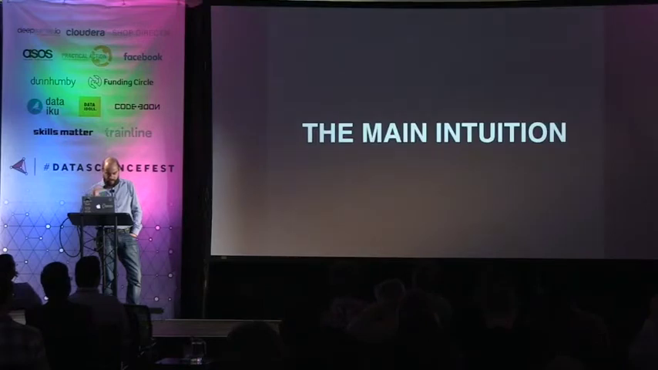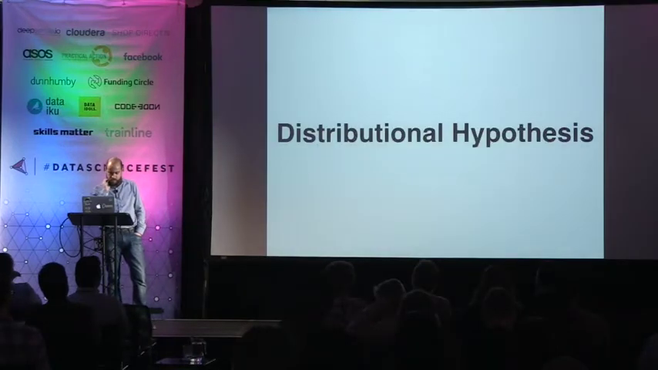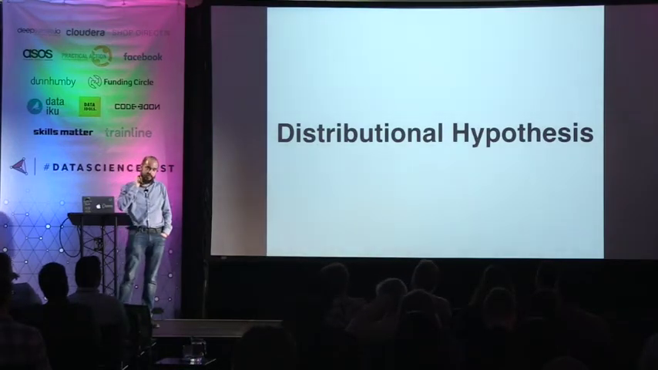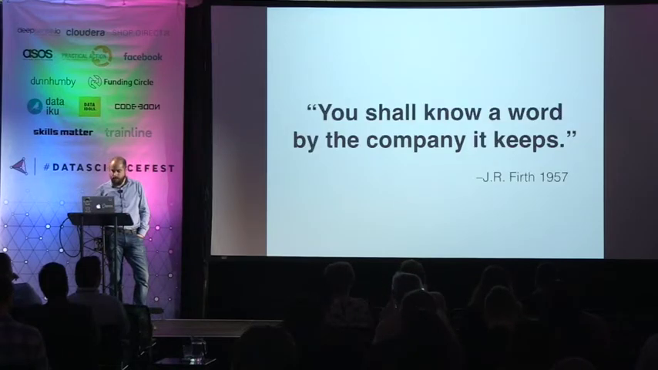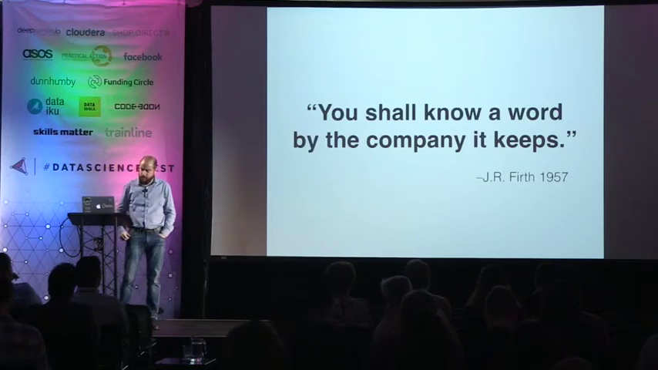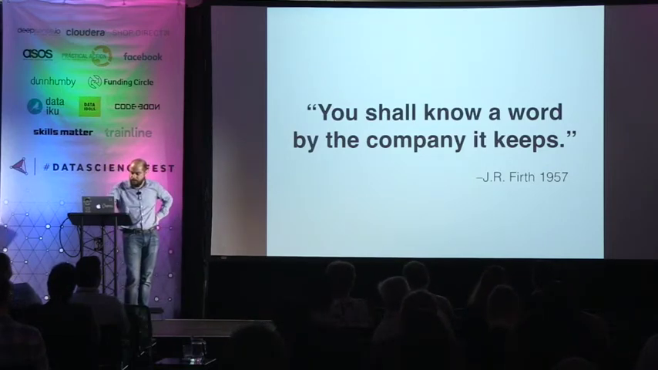We don't have vectors yet. We have language. So what's the main linguistic intuition behind word embeddings? It is called the distributional hypothesis. This is nothing new. It comes from the 50s, and every talk about word embeddings references this particular citation: "You shall know a word by the company it keeps," by John Firth, 1957.